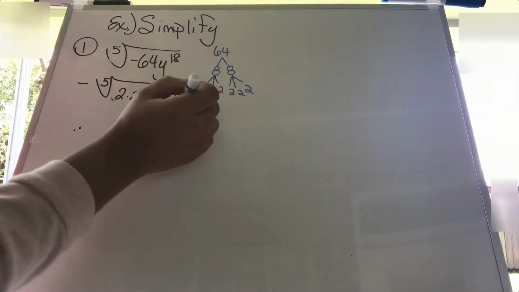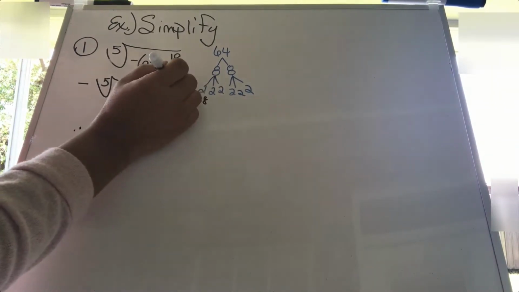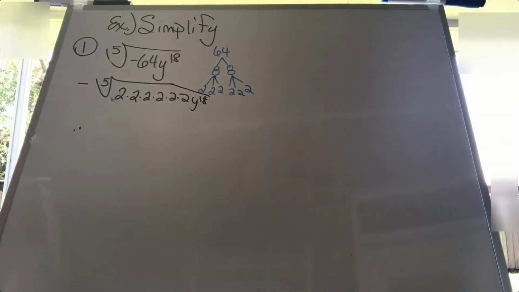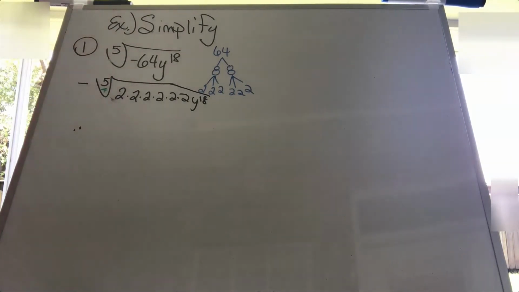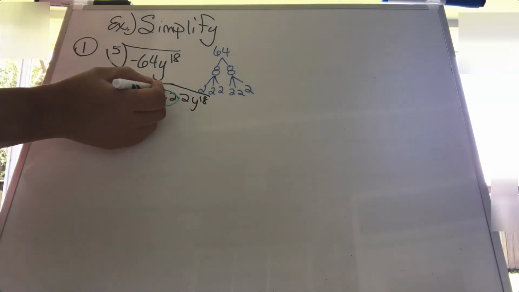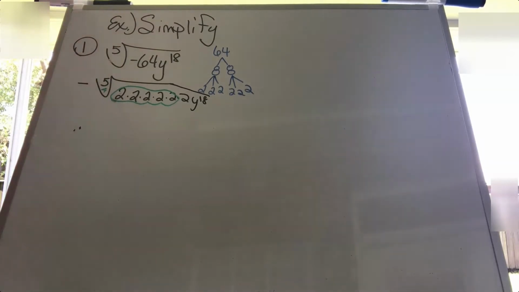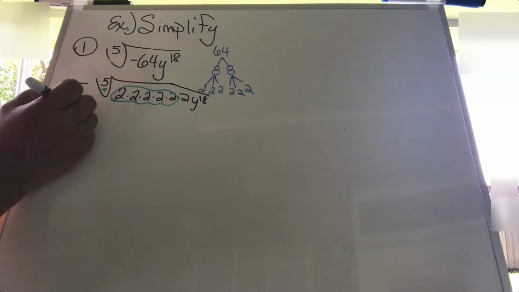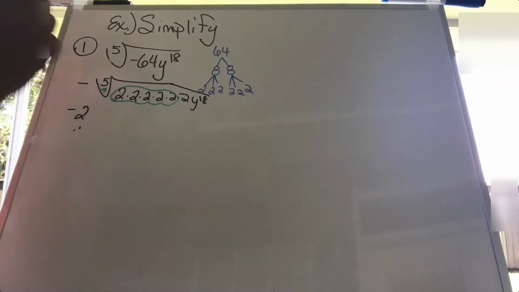So I have 6 2s and then my y to the 18th. I'm looking for sets of 5. So here's my 1, 2, 3, 4, 5 2s. That lets me write a 2 in front. And I'm going to write the 2 behind the negative sign.